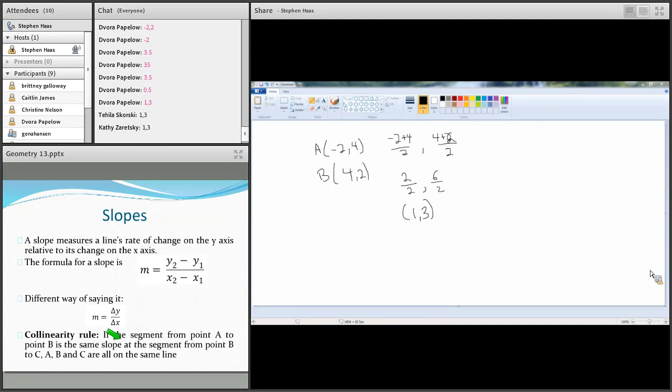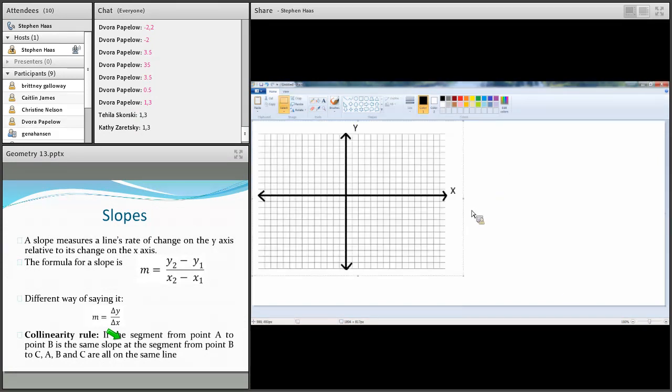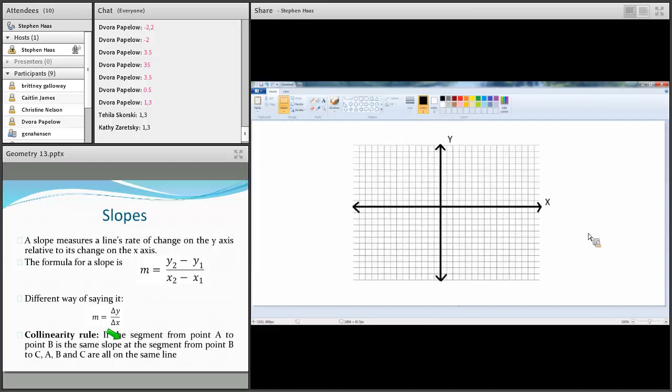Okay, one more concept that I want to discuss before we look at some examples over here, and I've got plenty of good examples. The idea of a slope. A slope is a very important concept when we're talking about lines.